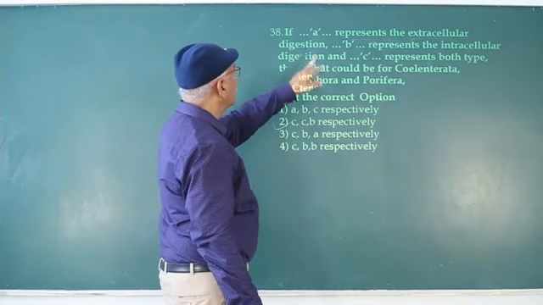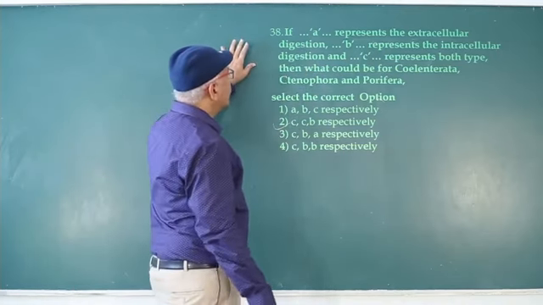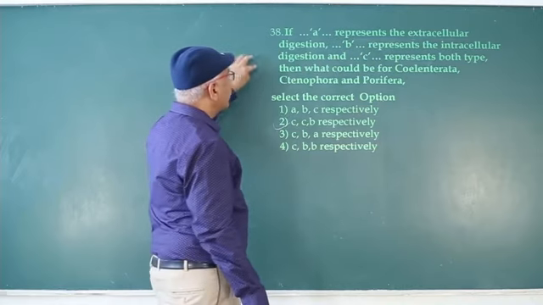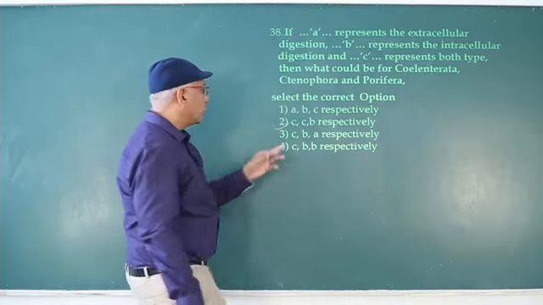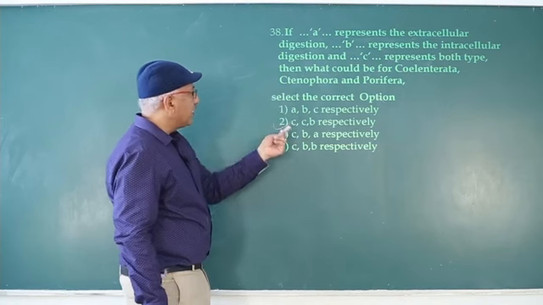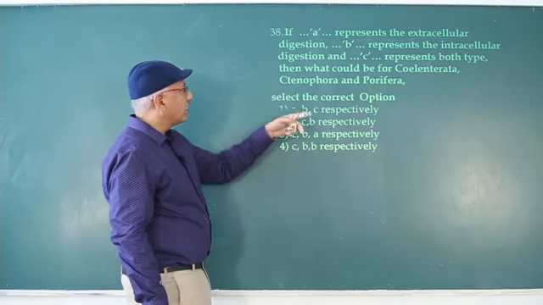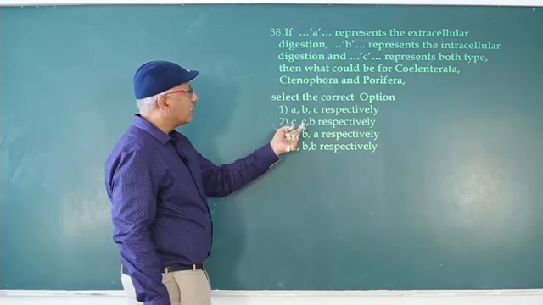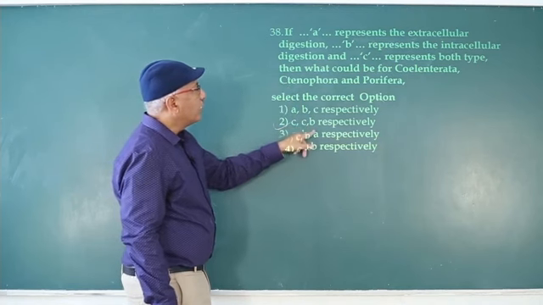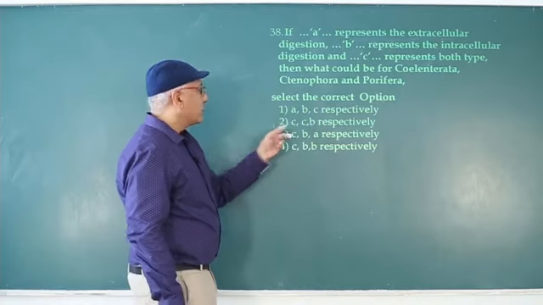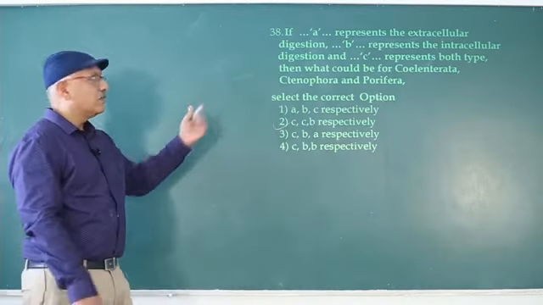Okay, here A represents only extracellular digestion, B represents intracellular, and C represents both. So in Coelenterata both extracellular and intracellular, Ctenophora also both extracellular and intracellular, but in Porifera only intracellular digestion. So the option is 2.